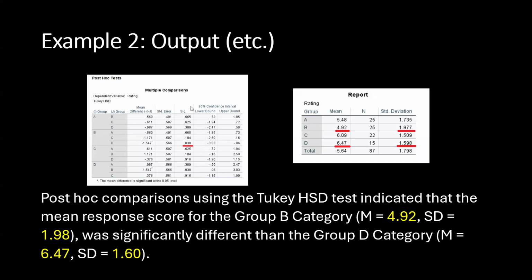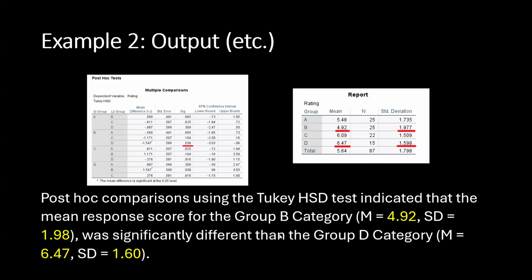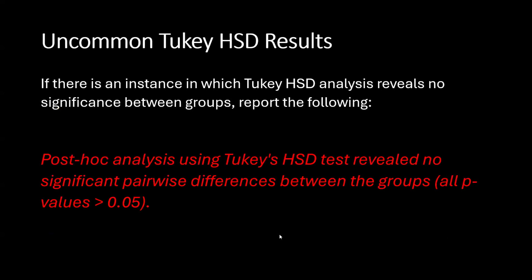was significant. And if that were the case, we would report our initial findings as it relates to the ANOVA, and then we would state that post-hoc analysis using a Tukey's HSD test revealed no significant pairwise differences between the groups, all p-values greater than 0.05. And this is what we do when the Tukey's HSD post-hoc analysis reveals no significance between groups.